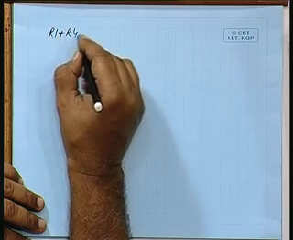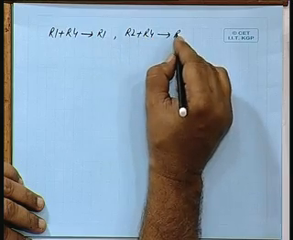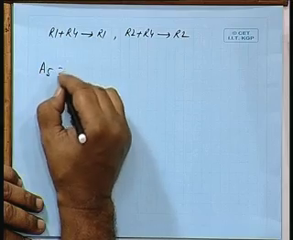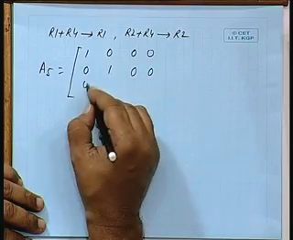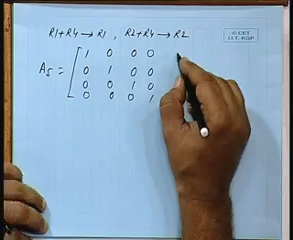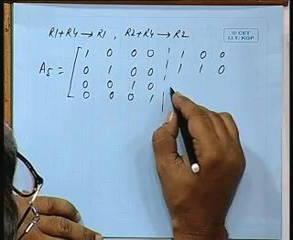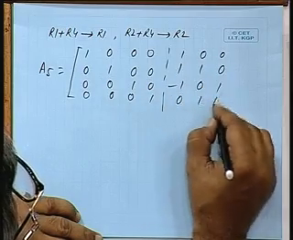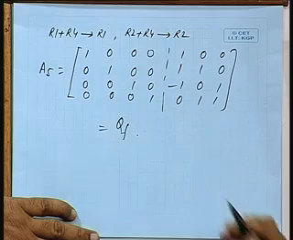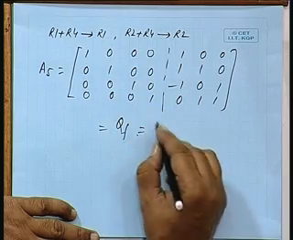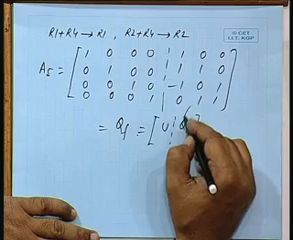R1 plus R4 is going to replace R1 and R2 plus R4 is going to replace R2. Then we get A5 equal to 1 0 0 0 0 1 0 0 0 0 1 0 0 0 0 1. On this side you have got 1 0 0 1 1 0 minus 1 0 1 and 0 1 1. And what is this? This is QF. So, you have obtained QF, which is nothing but U, and this side you have got Q link. This is Q link.